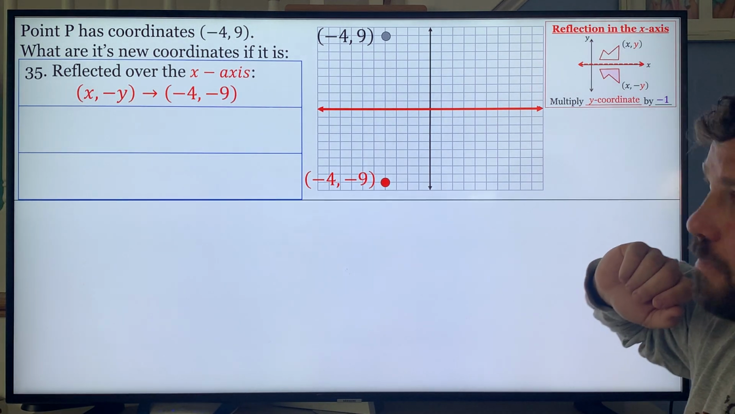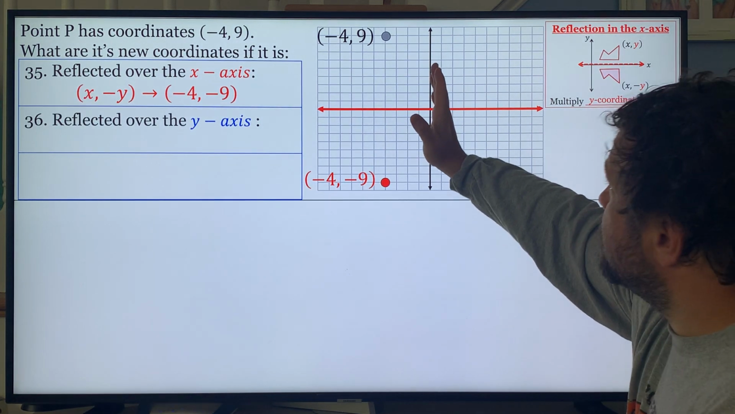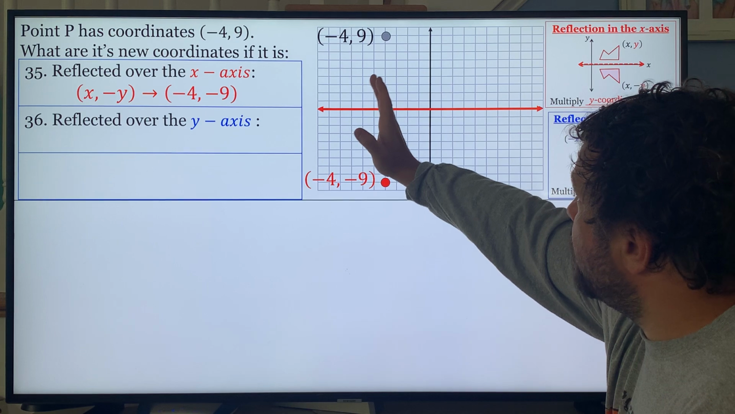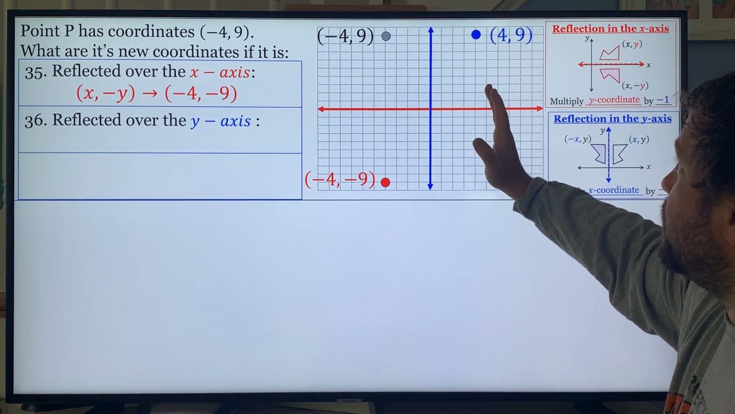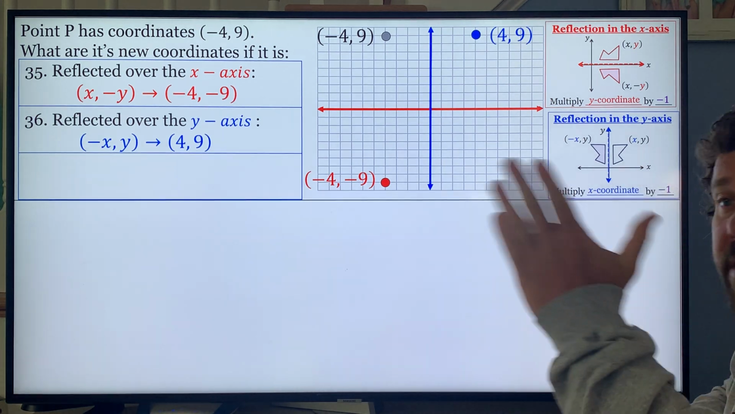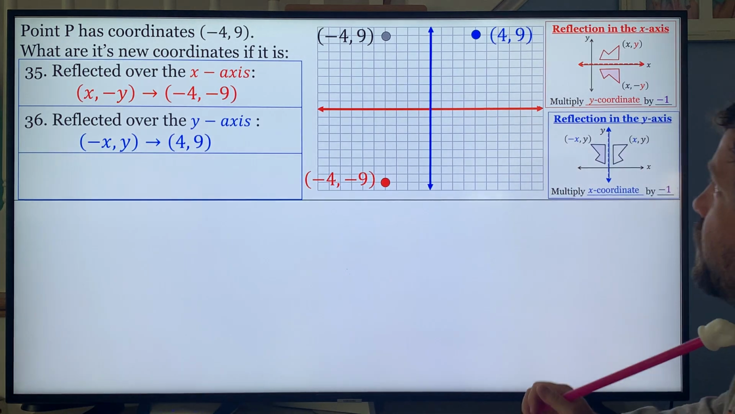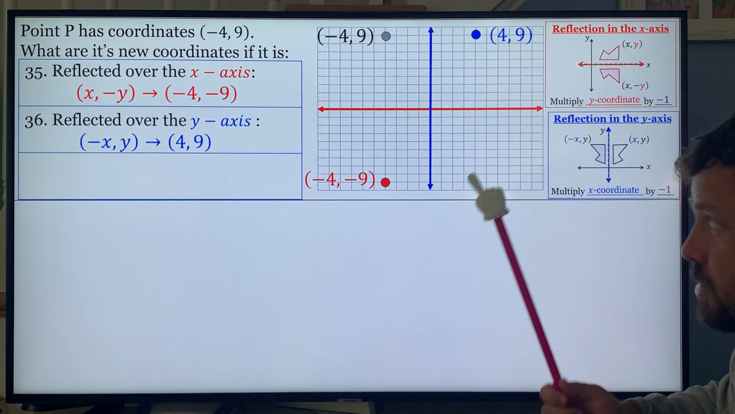Now it's -9. What happens if I reflect it over the y-axis? I go from being -4 to +4, and I'm still 9 units up. So you change the value of the x. Say you're a formula memorizer. You like to do that? Just remember these formulas. So your answer is 4, 9. I'm more of a picture person.